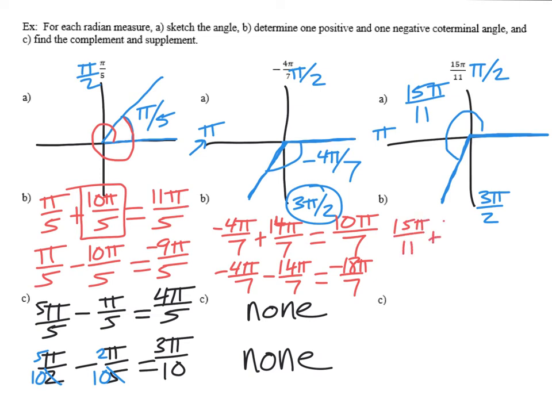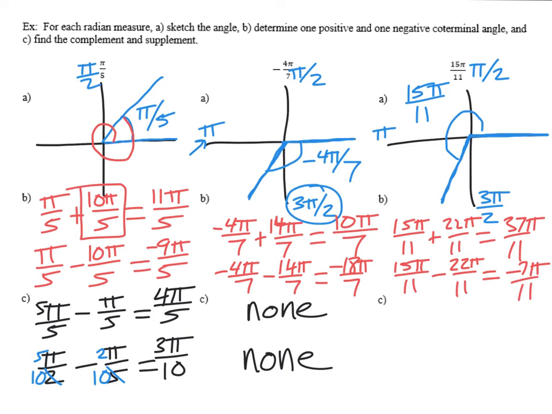Same deal here. I'm going to add 2 pi, but of course I'm going to write that as 22 pi over 11, getting my first coterminal, which would be 37 pi over 11. Can't reduce that. Subtract it as well. 15 minus 22, we get negative 7. Again, this one's not negative, but it is bigger than 180 degrees. So for the complement and supplement thing, again, we would say none and none.